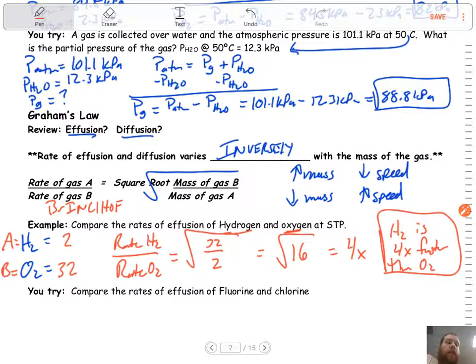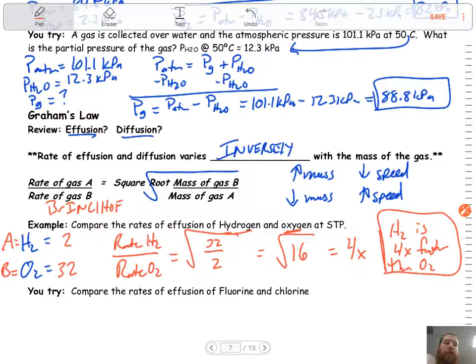So one thing to know is, let's say you got something that was less than 1, so you got a decimal. Guys, a decimal just means that it's slower. So if we flipped this and said oxygen was gas A and hydrogen was gas B, our answer would be like 0.25. Well, that should make sense, that oxygen is 0.25 times as fast as hydrogen, meaning that it's actually slower than it. Okay? If you're confused with what I just said, raise your hand, call me over, I can explain it in person.